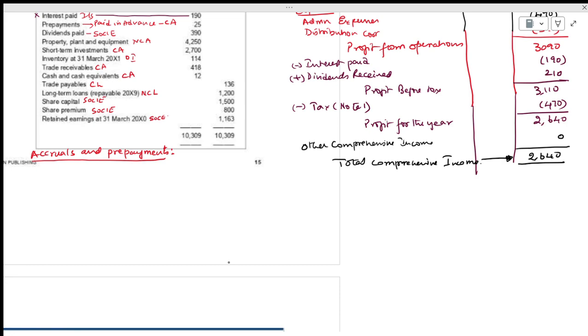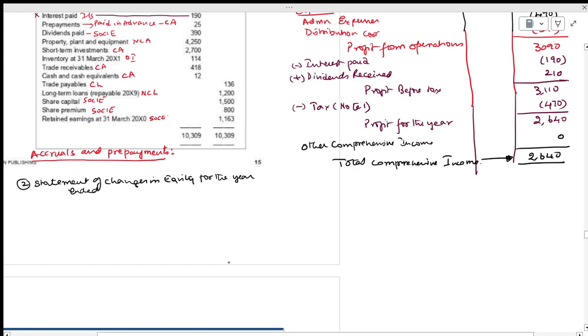Yes. Next, point number B. Fine. Point number 2: statement of changes in equity for the year ended 31st March 2007. Okay. Now you see the things.